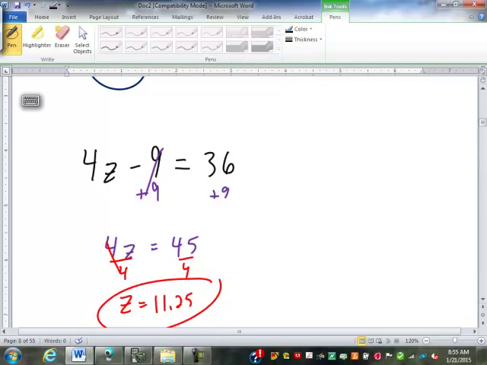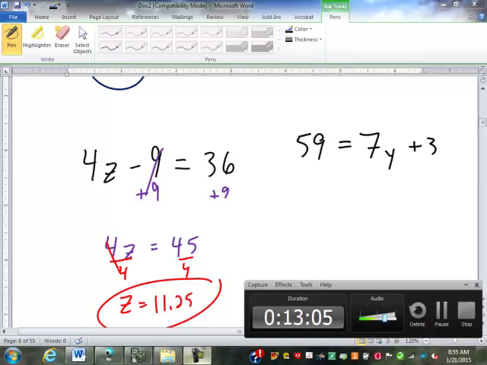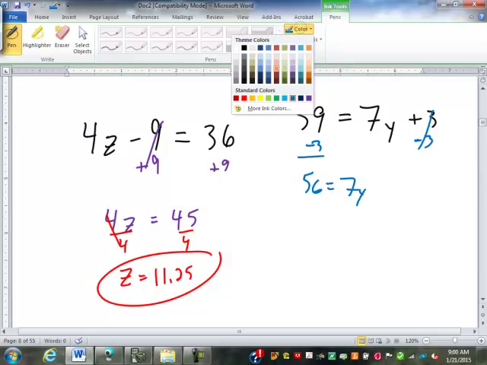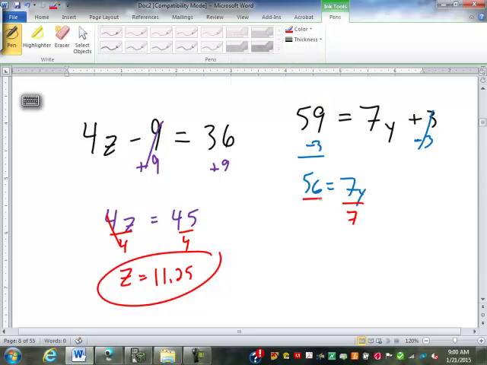Let's give you one that actually works out. Let's try this one. 59 equals 7y plus 3. I'll pause again and let you guys have fun. So in this one, what are we going to do first to take this apart? Take away 3. Subtract 3. So 56 equals 7y, and then divide by 7. Cool. So 8 equals y. Well, that's not so bad.